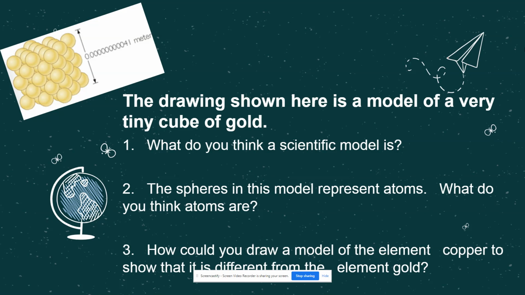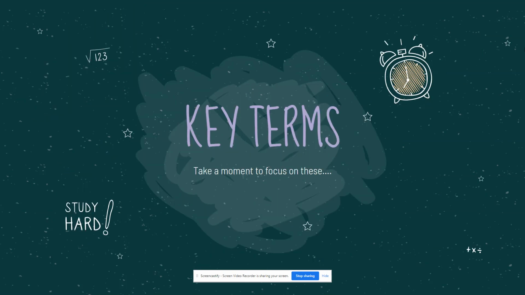Okay. How could you draw a model of the element copper to show that it is different from the element of gold? Well, from what we've learned within section 2, we've learned that every element is different. Different elements have different properties. If they're in the same column, they'll have similar properties, but no 2 elements in the periodic table are exactly the same. So we would have to look and see the size of the atoms of copper, or how maybe they're lining up, if you take a look at how the gold atoms here do show up, okay?